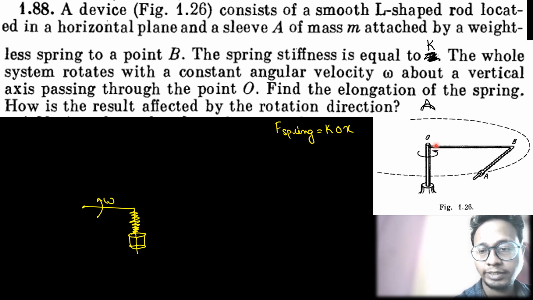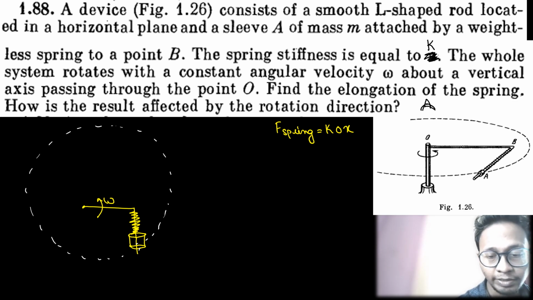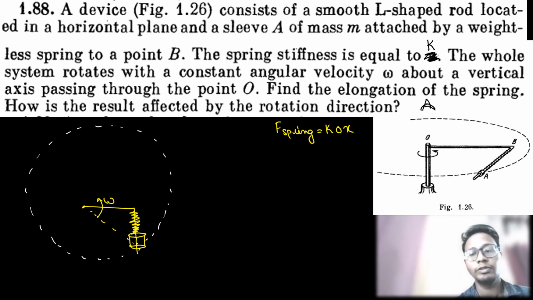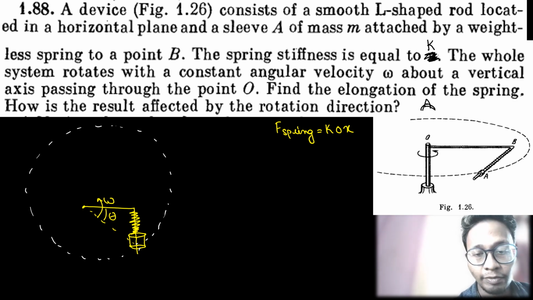See, this rod is nothing but this rod, and this rod is nothing but this rod. It is moving in a circular orbit, so let's draw the circular orbit. What is the radius of the circular orbit? The radius of the circular orbit is nothing but this one. Let this angle be theta. Now we'll draw the free body diagram of the bolt.